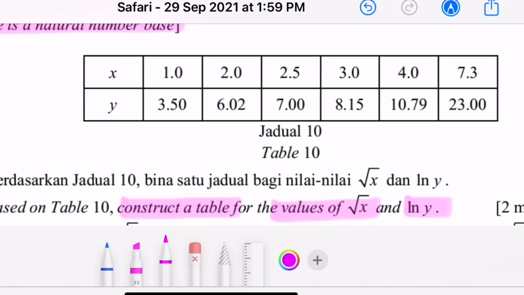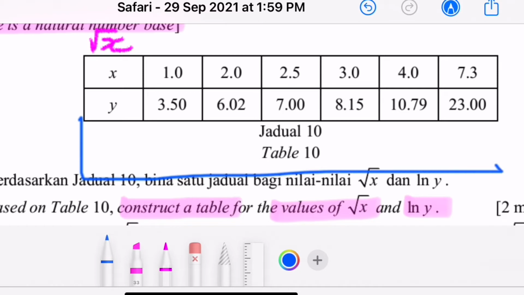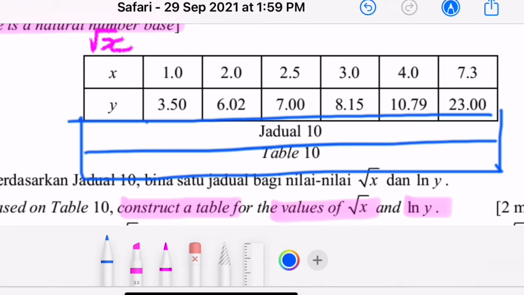So now let's get ready with the calculator. We have to create a new table whereby we need to have square root x and also ln y, right? So let's create the table, and then we will draw the graph based on the new table. I'm going to create a new table here. You have to label the new axes, square root x and ln y.